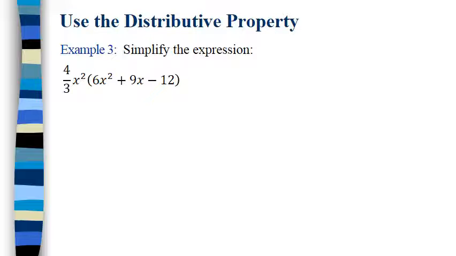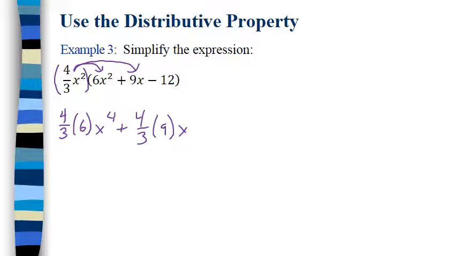Okay, so distributive property, we are going to distribute all of the terms in one factor, so this is a factor, it's a monomial, to all of the terms in the next factor. So here, we're going to multiply 4/3 x squared times 6x squared. So we're going to do 4/3 times 6, and x squared times x squared is x to the 4th. And then we're going to multiply plus 4/3 times 9, and x squared times x is x cubed. And then 4/3 x squared times negative 12, so negative 12 times 4/3 x squared.